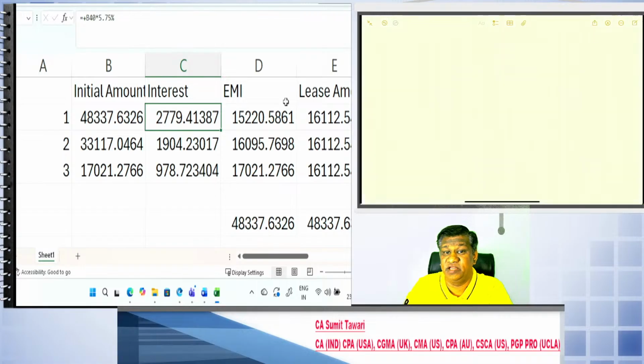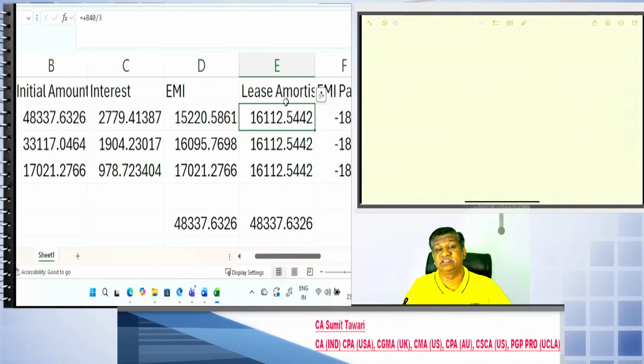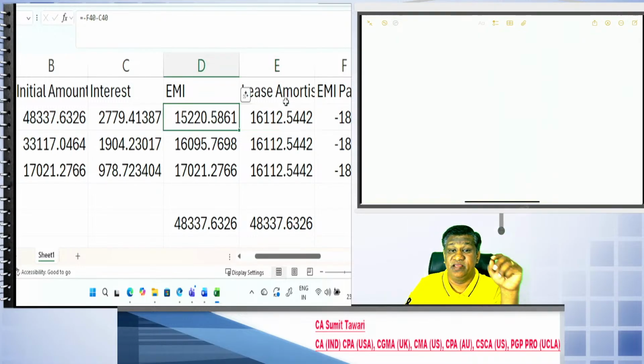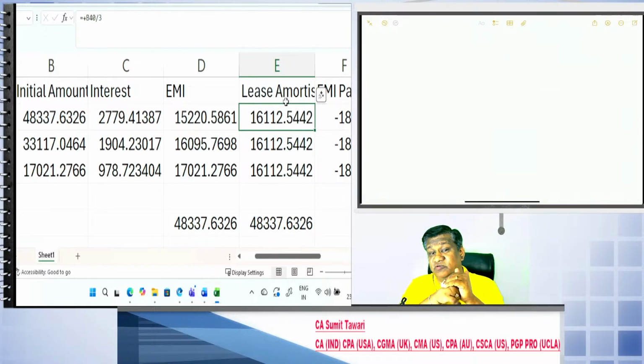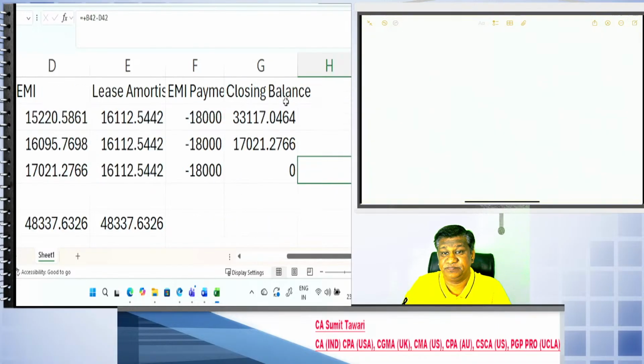And then whatever may be the interest expenses plus lease amortization, that is my total lease expenses. So 2779 plus 16,112 is my lease expenses, and the reduction in the lease liability and ROU: in finance lease, it is the EMI amount we need to reduce from the lease liability, and the ROU asset on a straight line basis we are going to amortize. But in operating lease, we are reducing the same amount, the EMI amount, from the lease liability and the ROU asset.